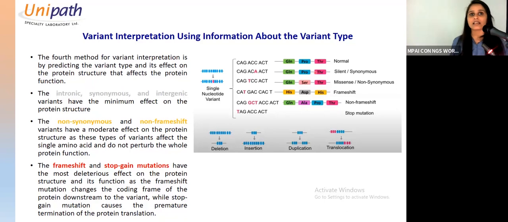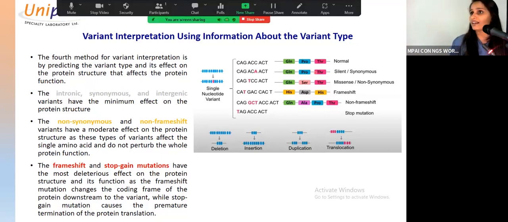The start gain: in the sense that, for example, a protein has 1,000 amino acids, but you got a start gain at 300. Then now your protein is just 300 amino acids compared to 1,000 amino acids. The 1,000 amino acid protein works in a certain way. How would you think a 300 amino acid protein will work in the same way? I don't think it will work in the same way.